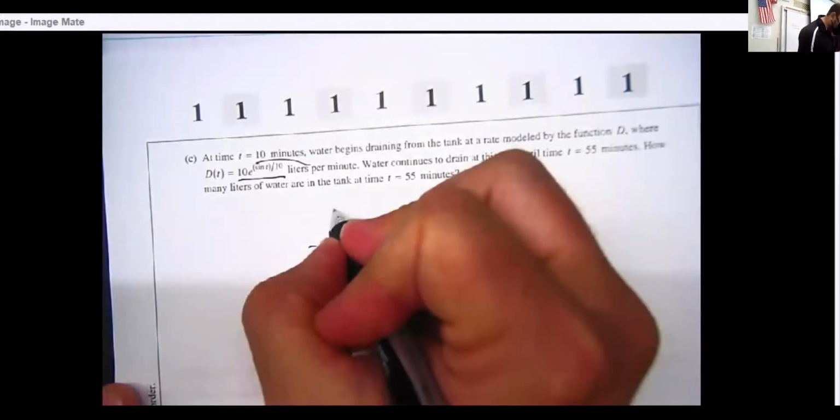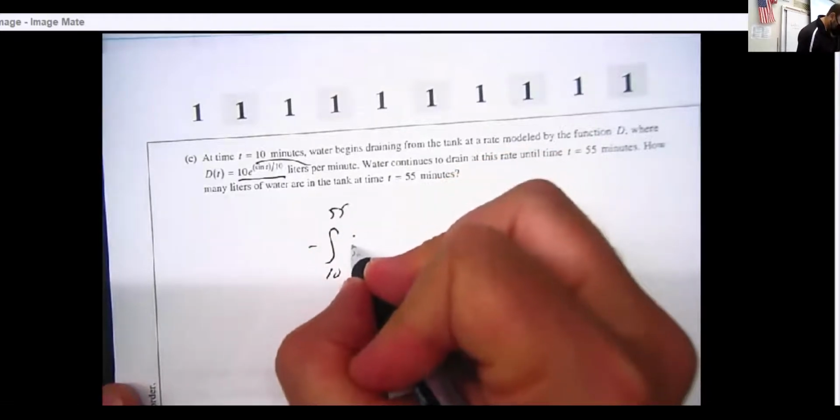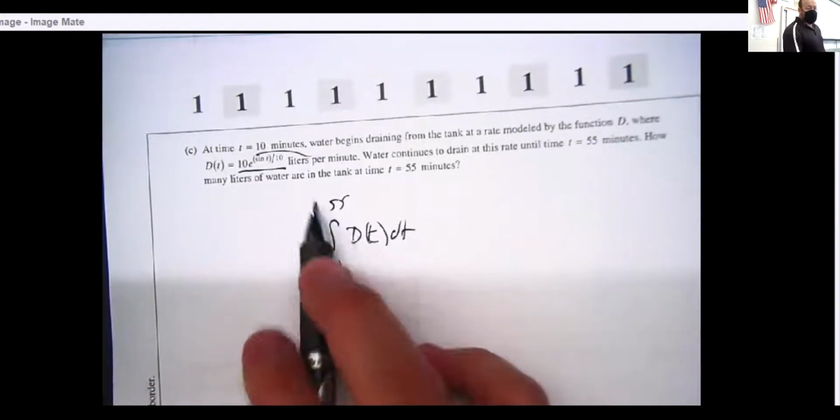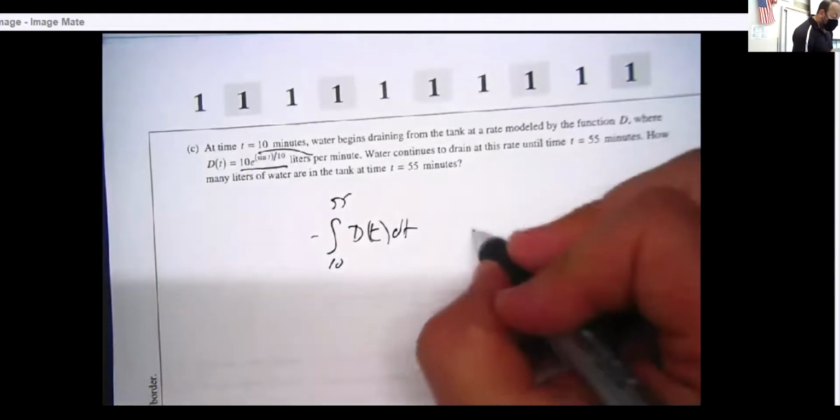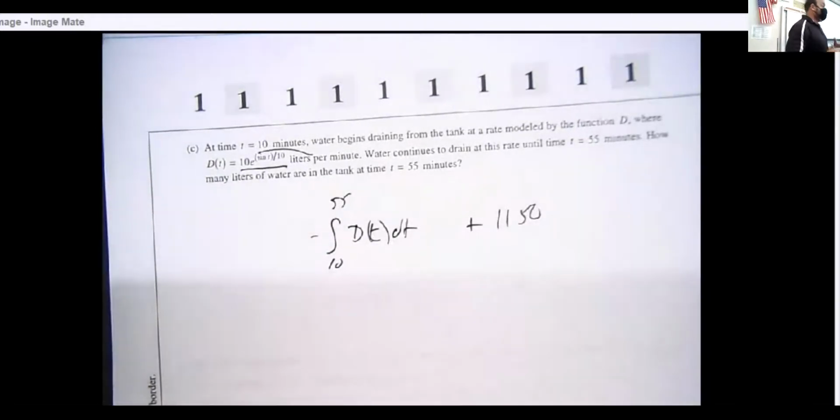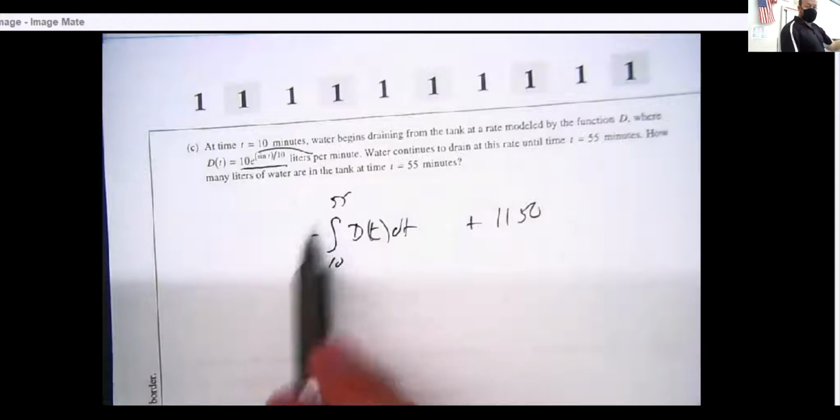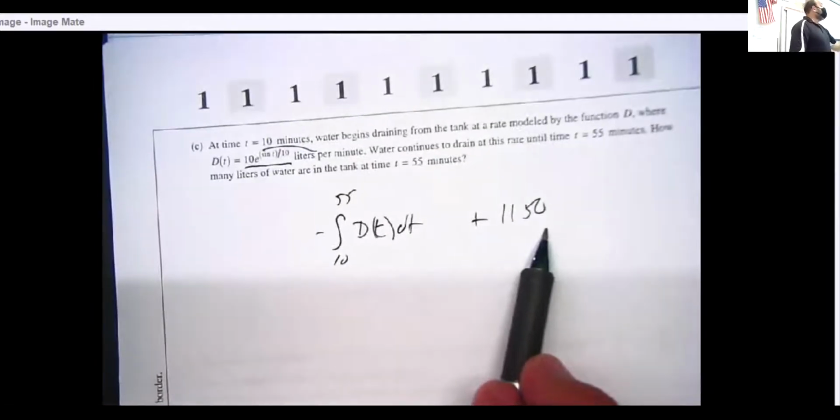So from 10 to 55, we are losing it at D of t dt, which of course, if you want to literally write that down, you can, but you do not have to. But what else do I have in my story? But then there was also the 1,150 liters that were pumped in, weren't there? At 55, that's the end of the story. That means all this stuff drained between 10 and 55, but there was also an additional 1,150 pumped in.